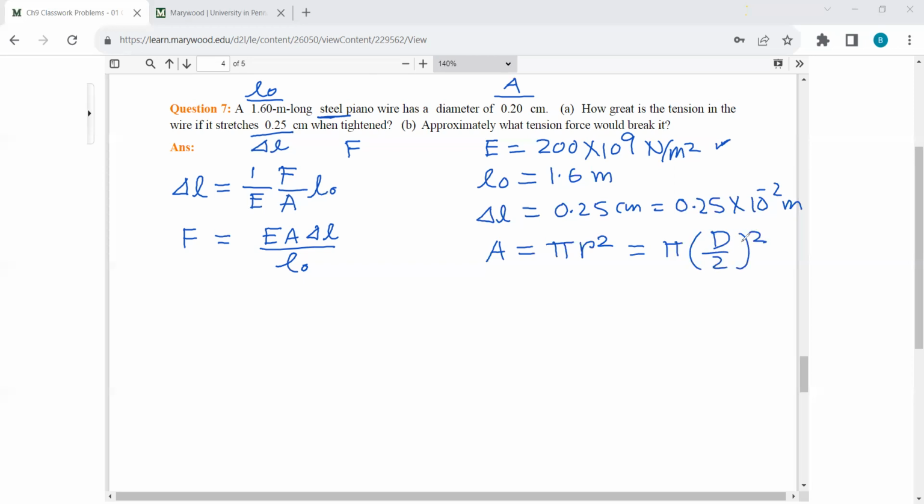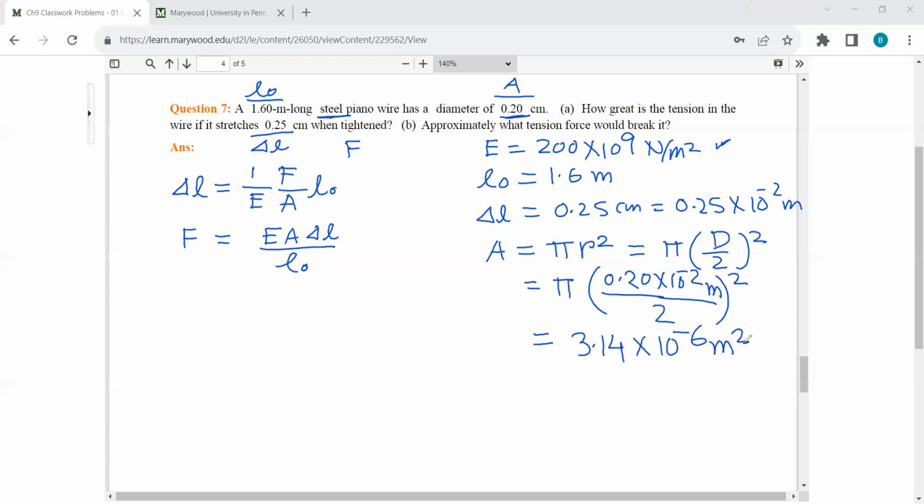Now we know everything. So d is 0.20 times 10 to the power minus 2, in meter. It is in centimeter, so I have to convert it into meter, and by multiplying by 10 to the power minus 2, it is now in meter. If you plug all these values into your calculator, it should give you something like 3.14 times 10 to the power minus 6 meter square. So you see that now in this equation you know everything except F. So plug in this value, this value, this value, and this value, and check whether you get 981.3 Newton or not.